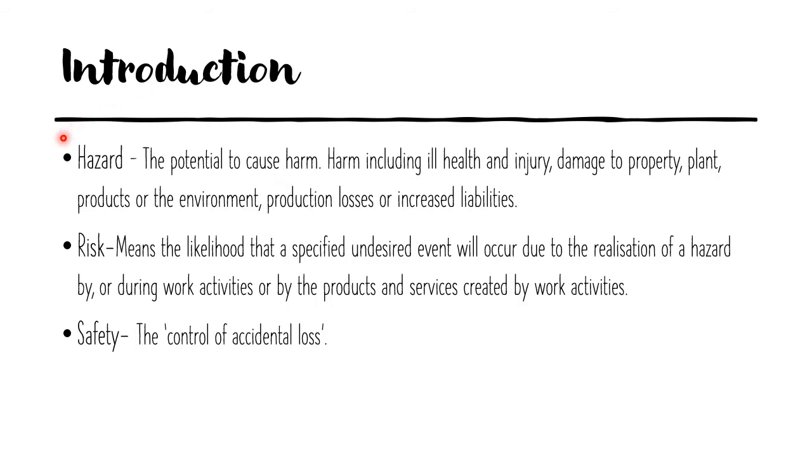Another term we need to know is hazard. What is hazard? Hazard is a condition that can cause harm. Another term is risk. Risk is related to the likelihood that an undesired event can occur when the hazard is realized. And then another one is safety. Safety is related to the activity or something that controls accident losses.